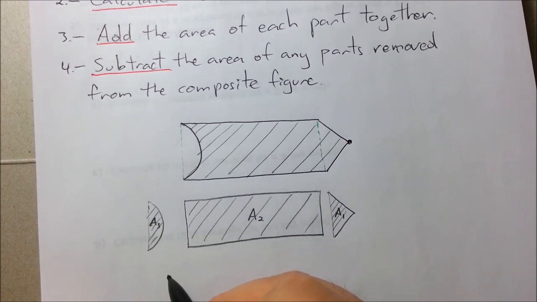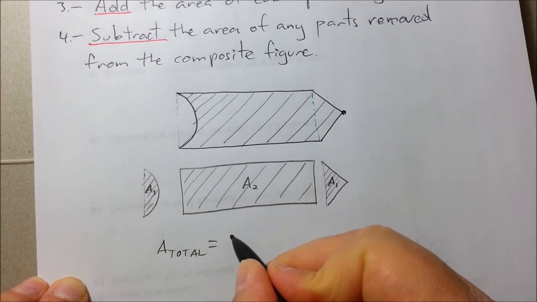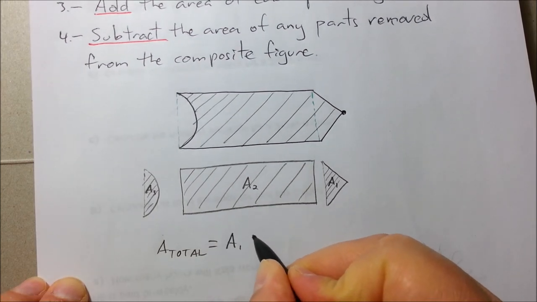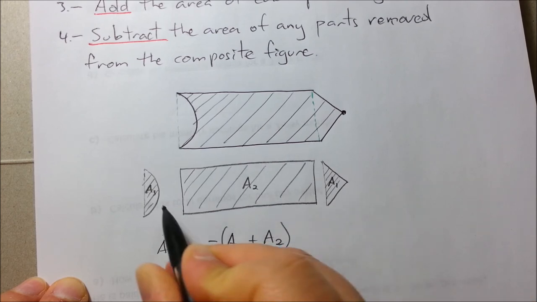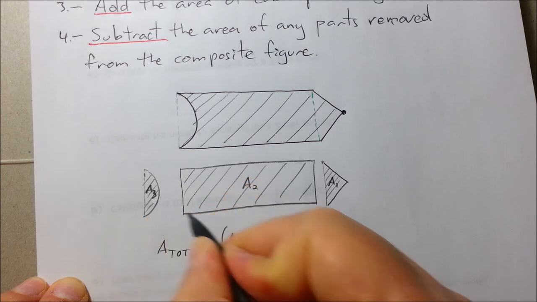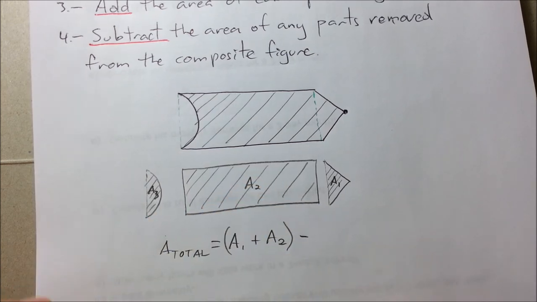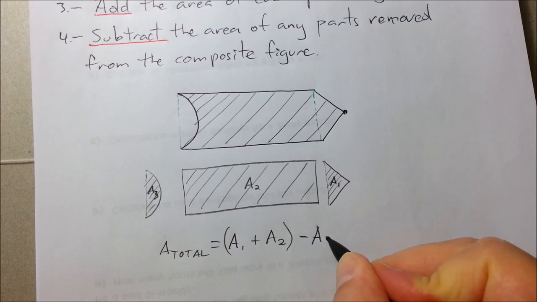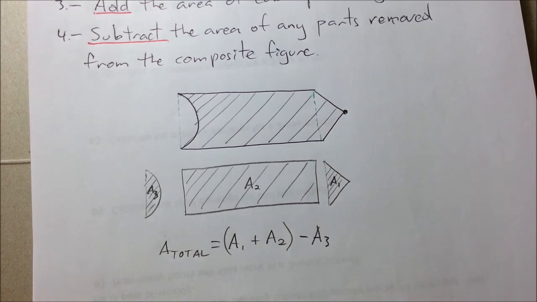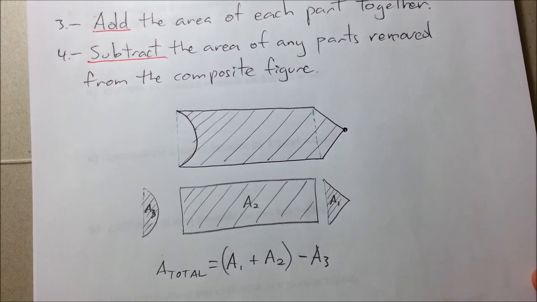So the total area of our composite shape would be, we add area 1 plus area 2, let's put that in brackets, but we have to subtract area 3 from this. Okay, make sure you take notes, and on the following videos we will do some examples.